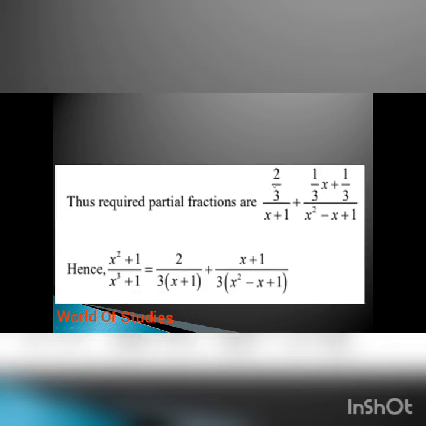Now putting all the values in partial fraction, we get 2 by 3 over x plus 1 plus 1 by 3 x plus 1 over x square minus x plus 1. It can be written as 2 by 3 x plus 1, and by taking 1 by 3 as a common factor, we are left in denominator with x plus 1. So 2 by 3 x plus 1 plus x plus 1 over 3 into x square minus x plus 1. This is all about exercise 4.3.